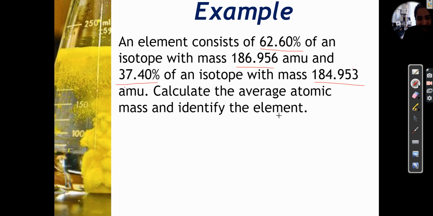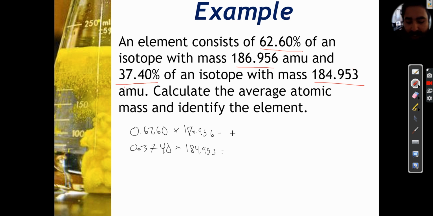Sorry. All right, so we got that 62.6%. We don't write it out in percentages. We like to write it out as a decimal, 0.6260. And then we write that 37.4 in the same style in decimals, right? We do that by dividing by 100. We multiply it by the corresponding mass. The corresponding mass was 186.956. And the corresponding mass for that one was 184.953. We multiply across.